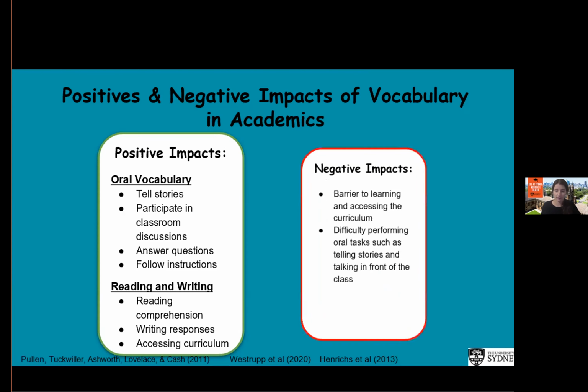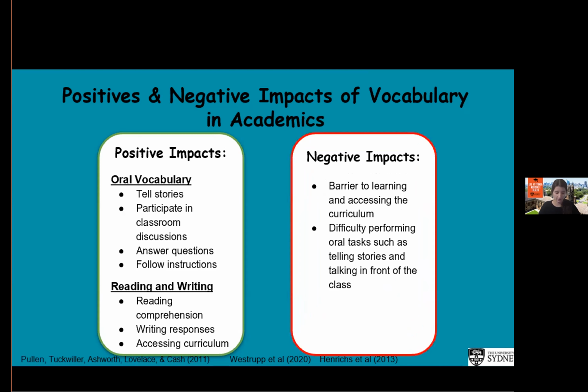On the other hand, vocabulary can also negatively impact academic success. A limited vocabulary can act as a barrier to learning and accessing the curriculum. For example, the curriculum may require a student to learn about the water cycle by reading an article. But a student may not comprehend the article because of their limited vocabulary, meaning that they won't understand the concept of the water cycle. Although it may not seem obvious that vocabulary is the problem, underlying vocabulary difficulties may impact academic success in a range of subjects.